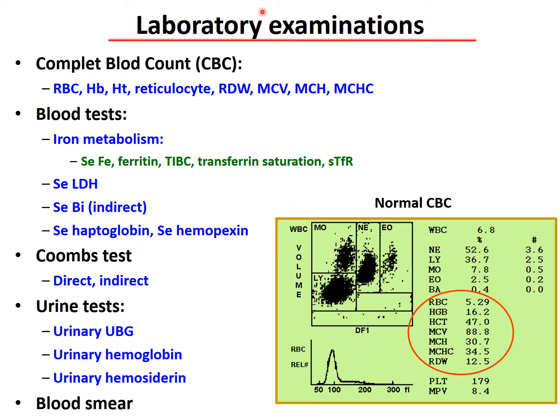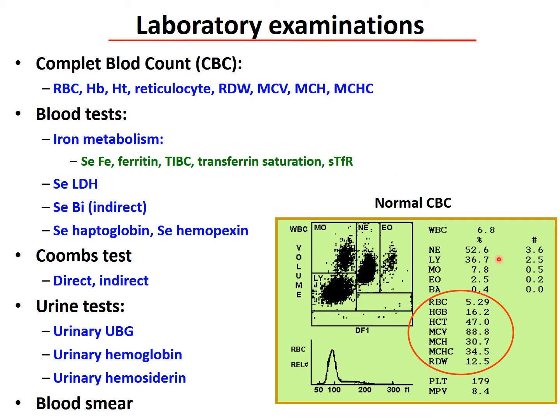Now, what kind of lab examination are we going to do to identify the type of anemia or the cause of anemia? First of all, as we mentioned before, they are going to do the blood test, the complete blood count. Automated system. This is what you will get. This is a normal picture of a normal blood count. They are going to determine the red blood cell count, hemoglobin, hematocrit, reticulocytes, as we said, the RDW, the relative distribution width, mean corpuscular volume, MCH and MCHC, what you can see here.